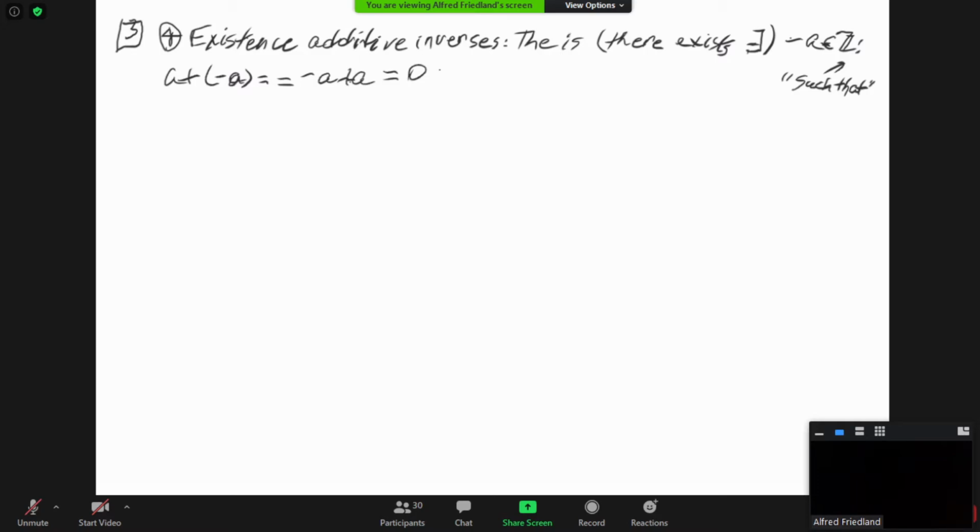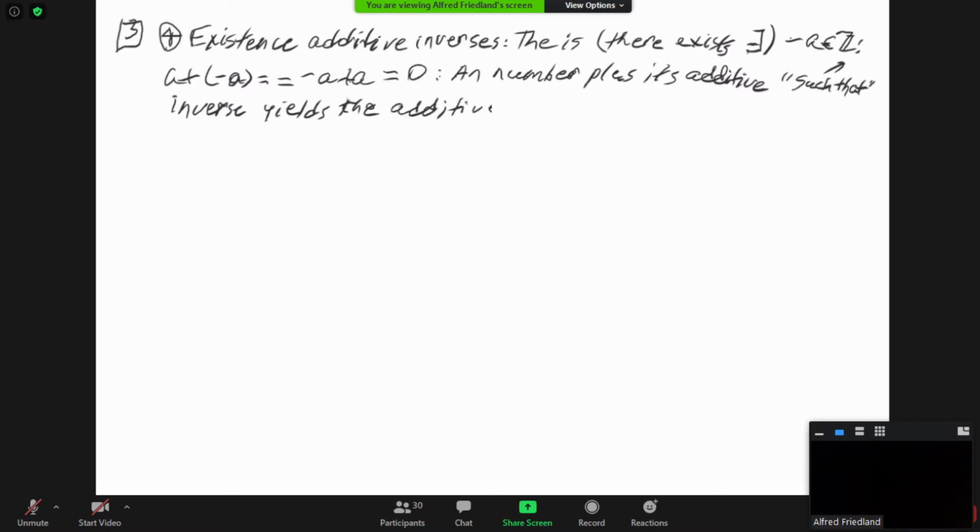So a number plus its additive inverse. The inverse undoes it, does the opposite. A number plus its additive inverse gives the additive identity. It's not hard to remember which is which. Identity means it leaves it identical. Inverse is the opposite.